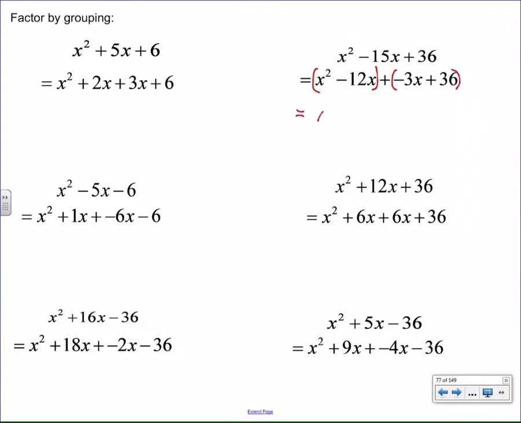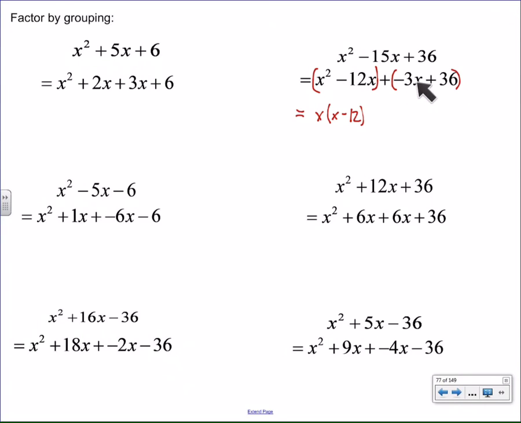So in the first example I'm going to show over here on the right, we have x squared minus 12x, and we have negative 3x plus 36. So I'm going to take out the common factors of x here and get x minus 12. And here I'm going to take out the common factors. Notice I have a plus, a minus. There should always be a plus sign in the middle here.